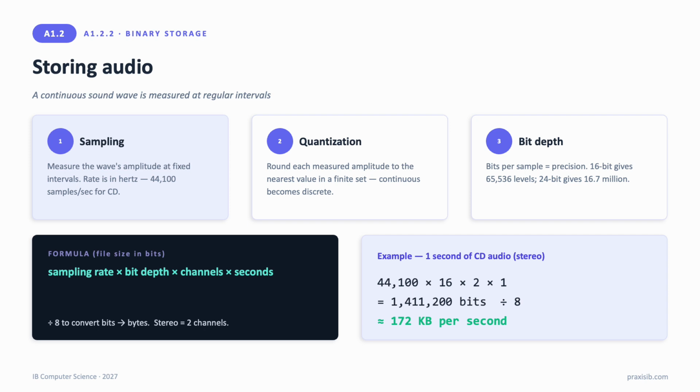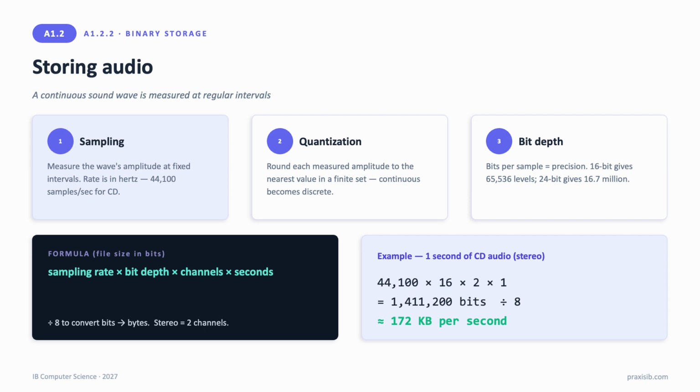There are 3 words you need here, so let's go slowly. The first is sampling rate. This is how many times per second we measure the height of the wave. CD quality audio measures 44,100 times every second, written as 44.1 kHz. The more often we measure, the more accurate the recording.